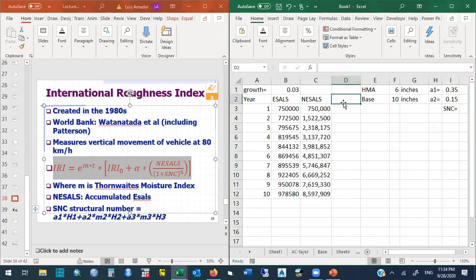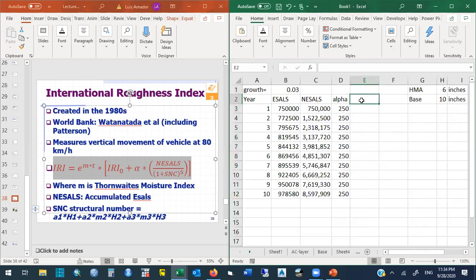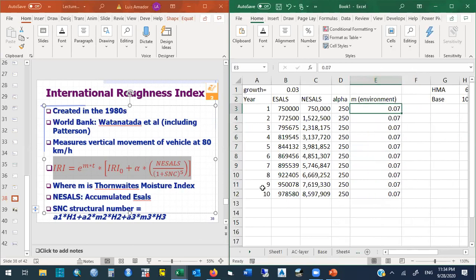And let's assume alpha, maybe 250. I know you don't know where this is coming from, guys, but this is something you need to calibrate. So it's not that easy, but trust me, that's a reasonable value. And what else do I need? I need M. So let's use 0.07 for this example. So this is the environment factor that is in there. And I'm just going to extend this a bit so you can see the whole thing.